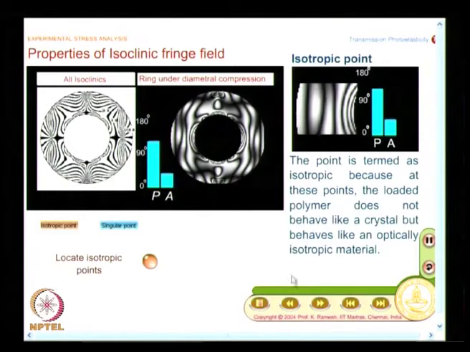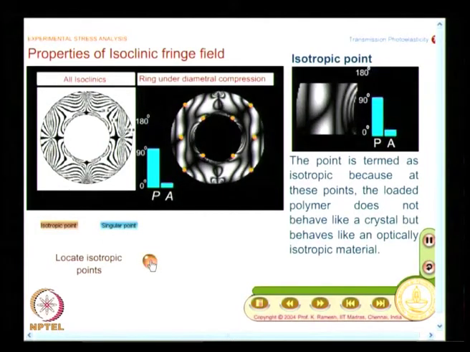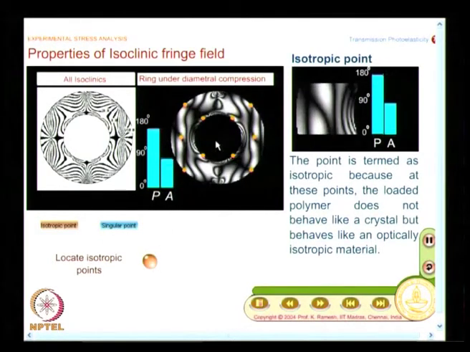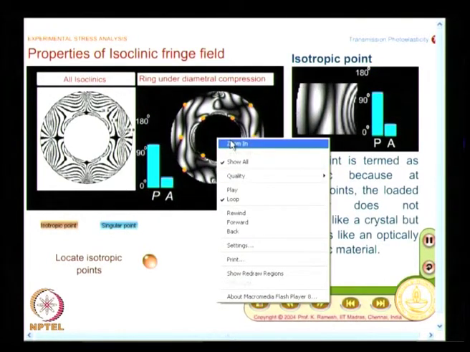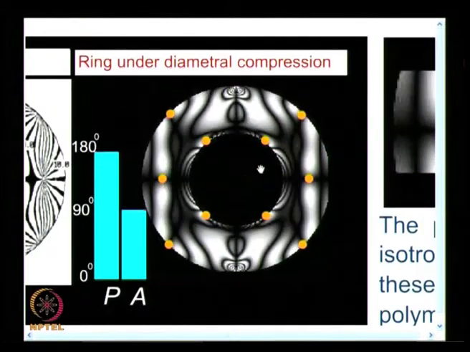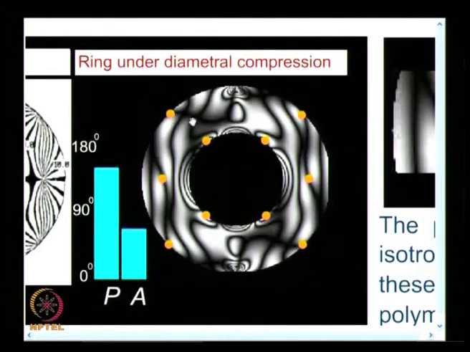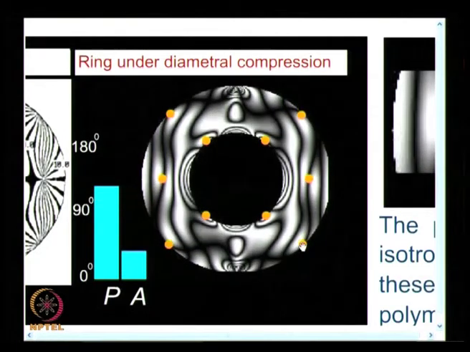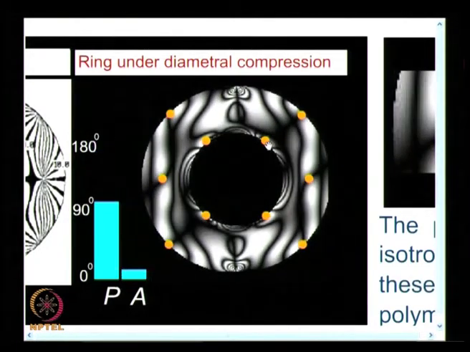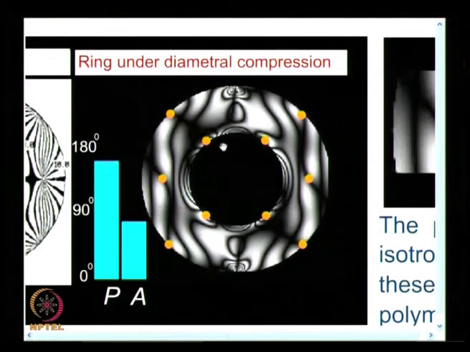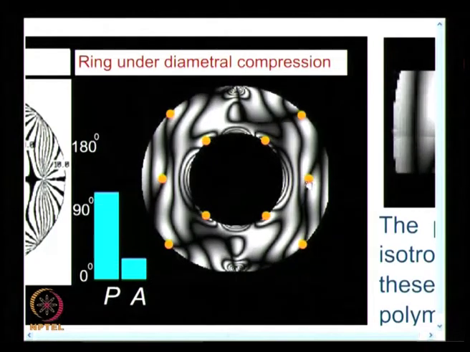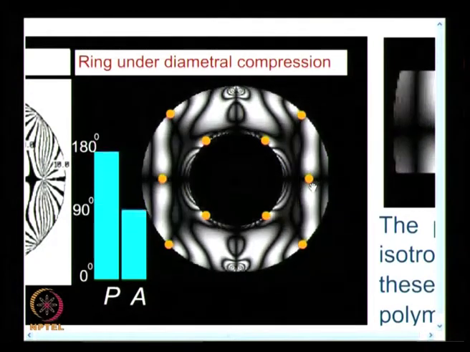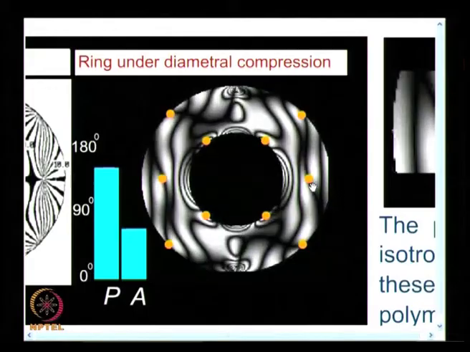So, you have several isotropic points located. The isotropic points are also now marked in the fringe field and you can have a look at it. So, what I have here? I have 4 of them, 1, 2, 3, 4 on the outer boundary. I have 4 of them in the inner boundary, 1, 2, 3, 4 and 2 in the horizontal diameter of the ring. So, you have only at these points fringe order is 0.